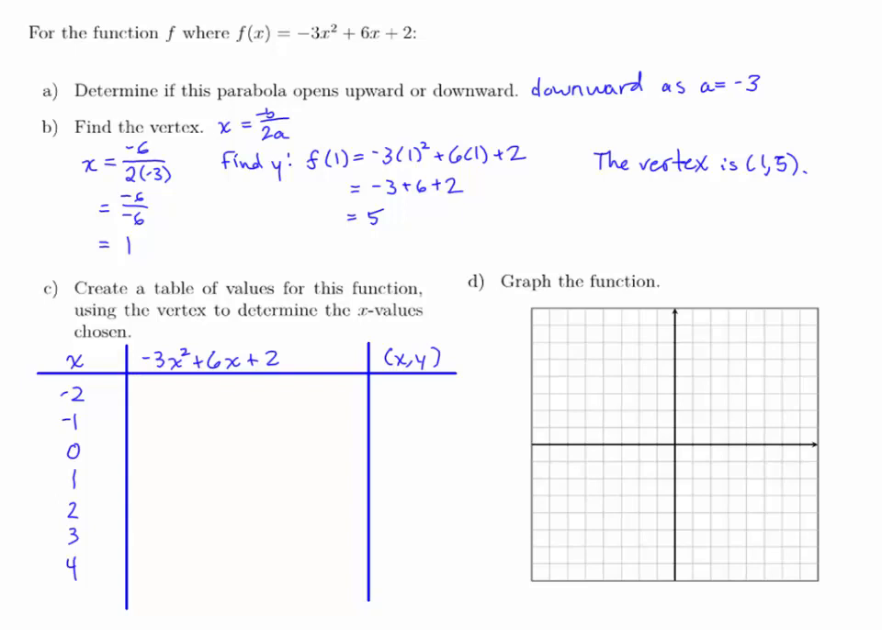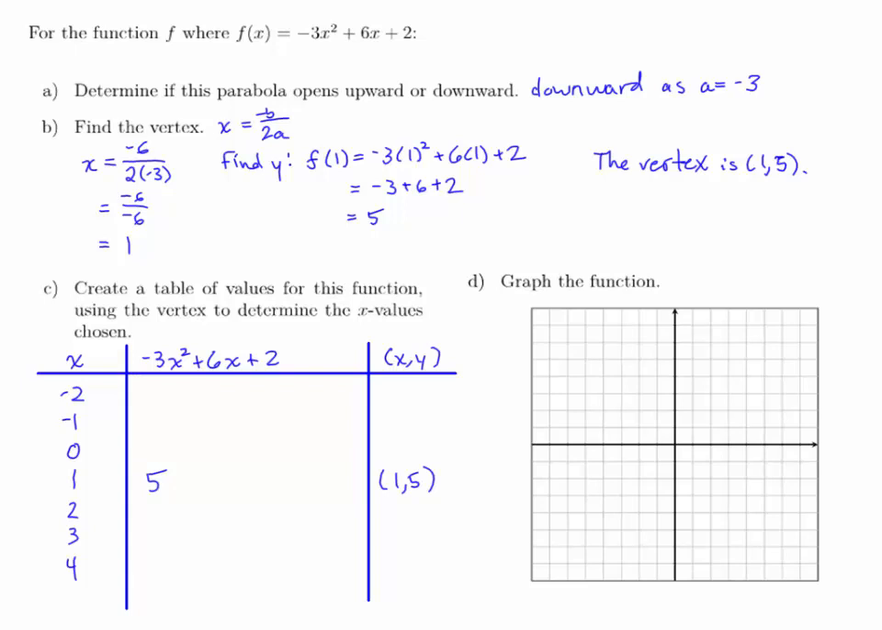So we know already that for 1, the output is 5. And so we're going to have that point 1, 5. So I filled that out in the table for x. When x is 1, that output value is 5, and that means that the point 1, 5 is on the graph. Filling out more of this table, let's start with negative 2.